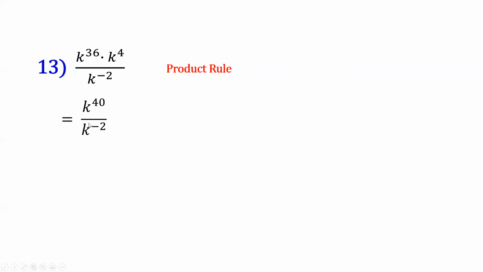That k to the -2 I just brought down. It's still there. And then once again, you should know what to do now because we've done this 3 times now. When I have the same base and I'm dividing, we use the quotient rule, and the quotient rule tells you to subtract. 40 take away a -2. That's the same thing as 40 plus 2. So you're going to get k to the 42nd power as our final answer.